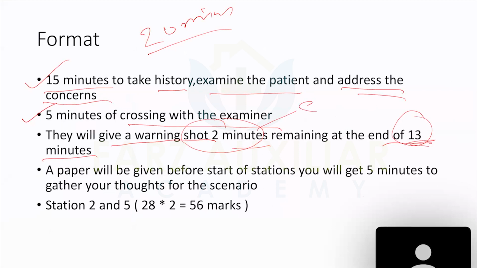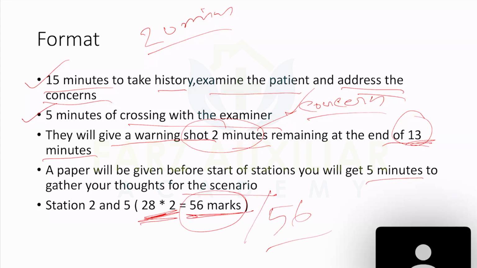In this warning shot, you will be asked: what is your concern? So you should describe your concerns, whether you have differentials or you have the diagnosis. You should go for the concerns because it is one of the pass marks here. And a paper will be given before the start of the session. You will get 5 minutes to gather your thoughts on this scenario. And this scenario gets 28 into 2, 56 marks total. You need to get this 56 out of 56. I think it would be better to pass the examination.